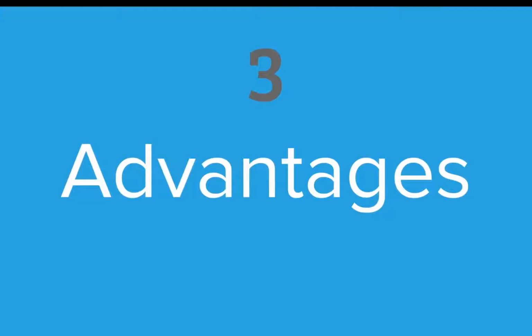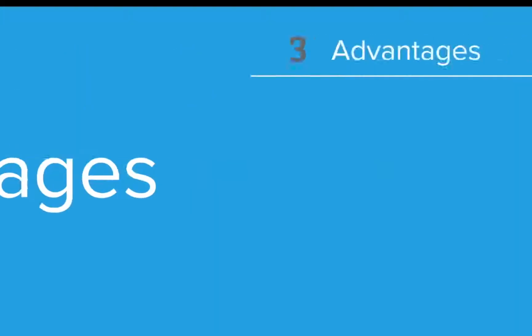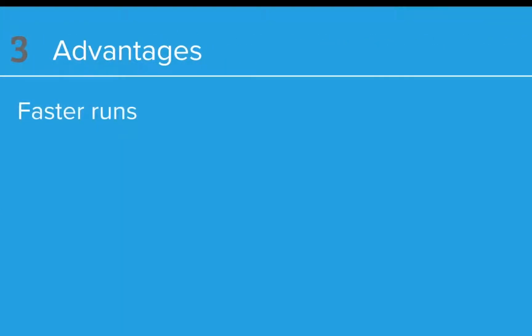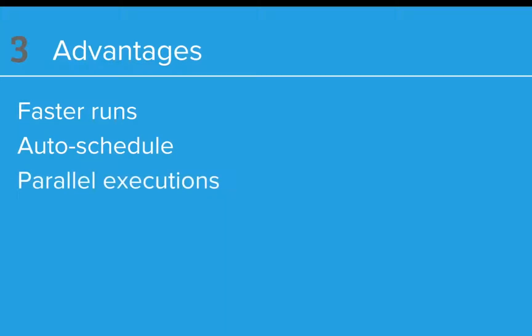Let us look at some of the advantages of command line execution. So the very first advantage is faster runs, because there is no UI involved, there is less memory consumption, so our runs are faster. You can auto schedule it because you have command. You can create a bat file or you can create a .sh file, and then you can auto schedule these bat files or sh files to run at some particular time.